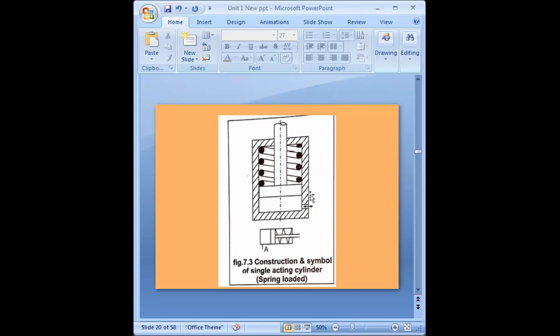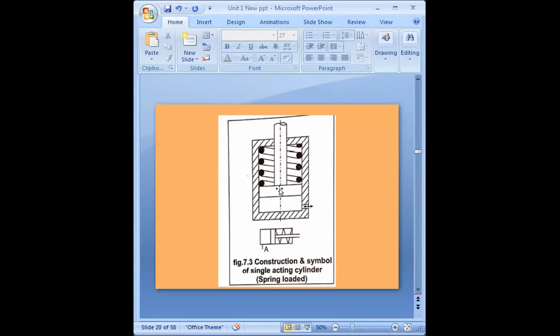Inclined line. That is your cylinder. Getting it? And you can see one port is there. Through this port, you can take oil or your fluid inside. Then it will come inside this cylinder, and due to the pressurized oil or pressurized fluid, it will apply force on this piston.